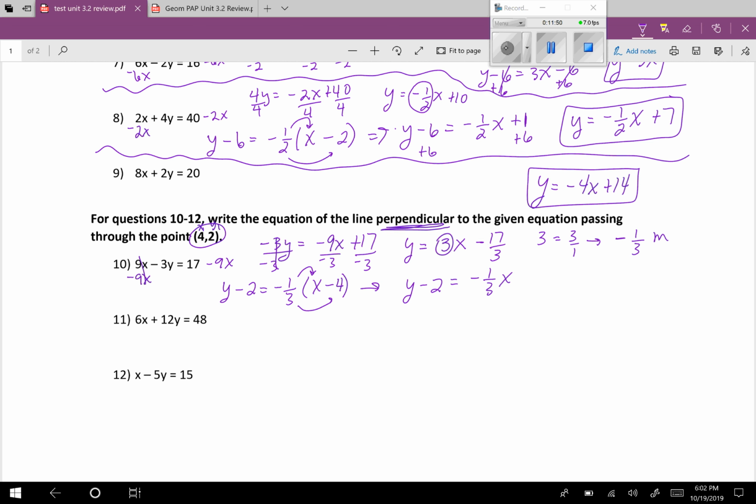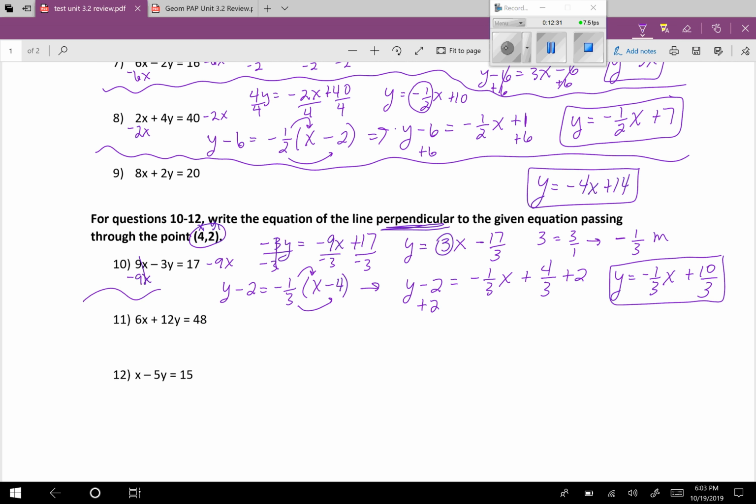And then you guys, again, you can just put this in your calculator. Do negative 1/3 times negative 4, and you will get positive 4/3. And then now, all we have to do is add 2. We'll add 2. So we get y equals negative 1/3 x. And then you need to add this 4/3 and the 2. And so when you do that, it'll come out to be 10/3. So there you go.